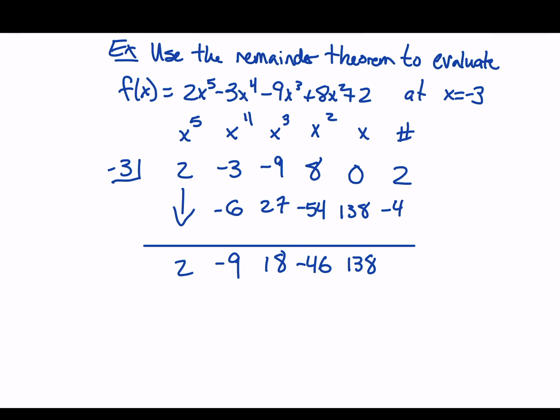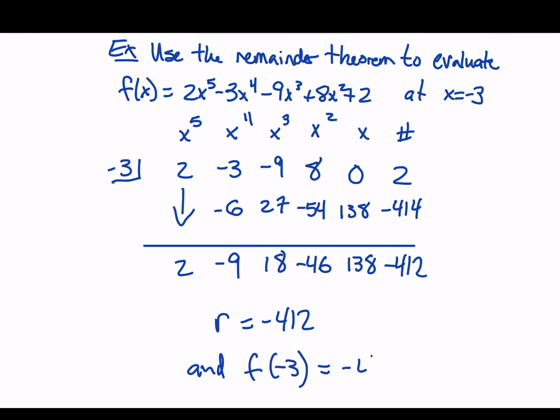We add those together, and our remainder in this case will end up being negative 412. Okay, remember we dropped down a degree, so this is x to the fourth, x to the third, x squared, x, our constant, and then finally our remainder. So r is equal to negative 412, and f of negative 3 is equal to negative 412.